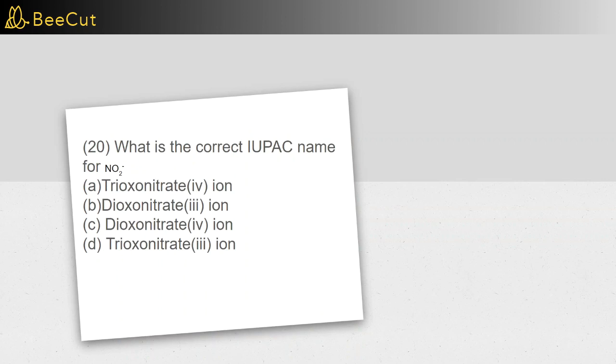What is the correct IUPAC name of NO2 minus? NO2 minus is dioxonitrate(III) ion, which is B. The correct option is B.